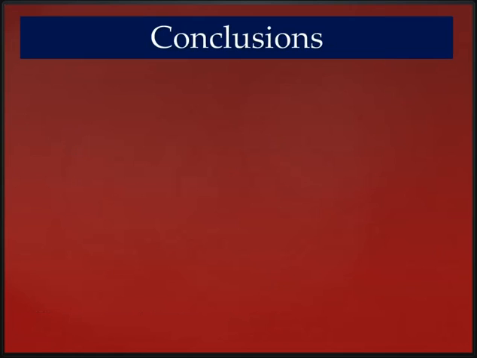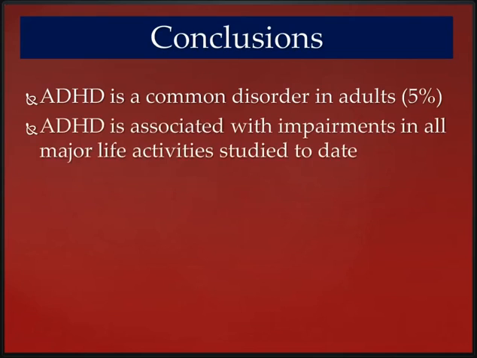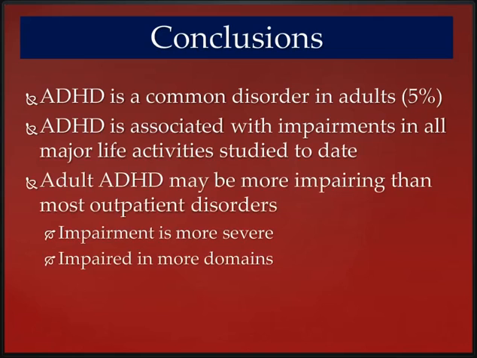In conclusion, I hope that you have found that this course has shown you that ADHD is a relatively common disorder in adults. Indeed, about 5% of adults have ADHD. That ADHD is associated with impairment in virtually all major life activities studied to date, from education to occupation to sexual activities to comorbid psychiatric disorders to driving to drug use, antisocial activities, and even to the likelihood of disorders in the offspring of these individuals.